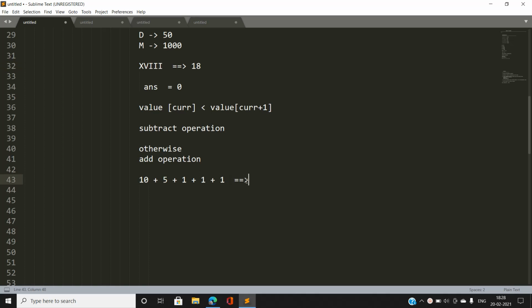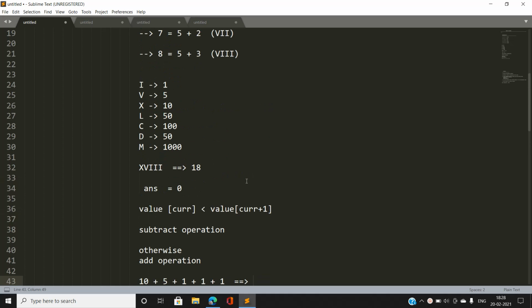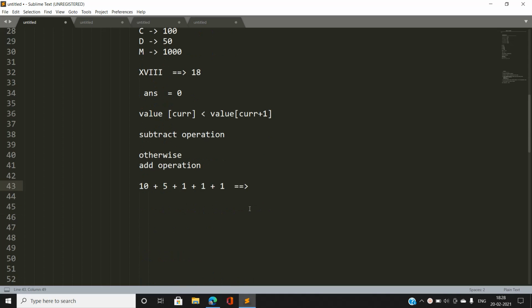So this is our key observation. If the adjacent character value, that is the value of current, is less than the value of current plus 1 from the table of entries, it is best to subtract, and otherwise we have to do the add operation.